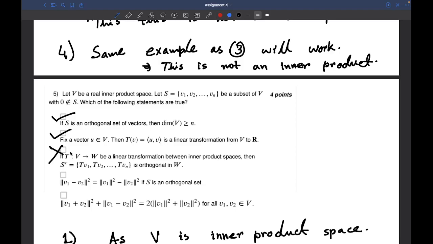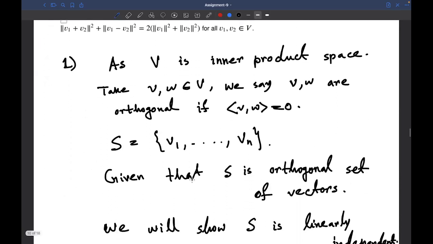Let's check option number 4. What it is saying? Norm of v1 minus v2 squared equals norm v1 squared minus norm v2 squared, if S is an orthogonal set.